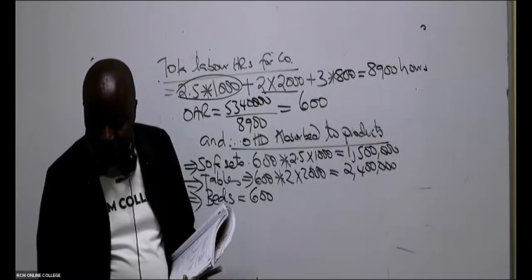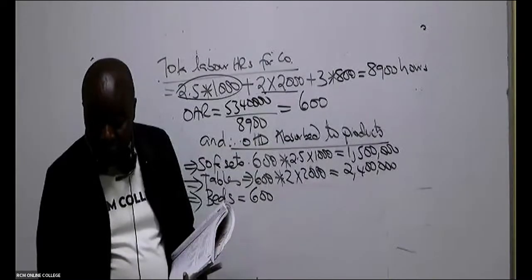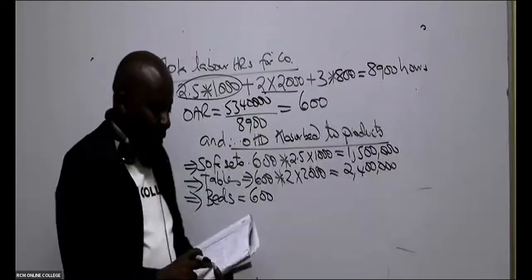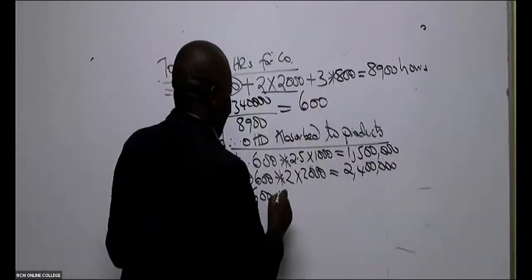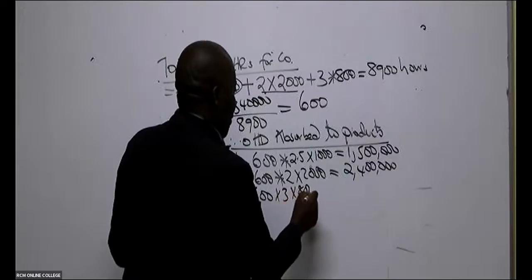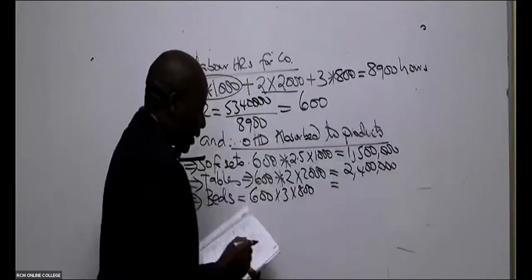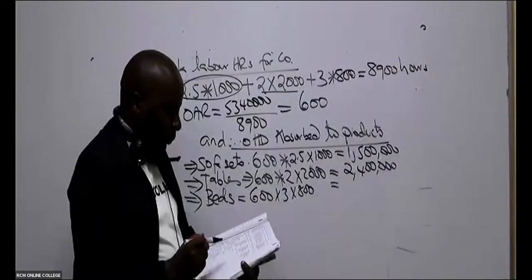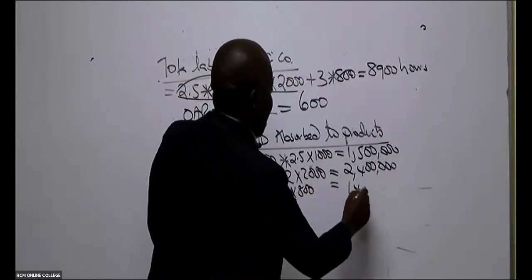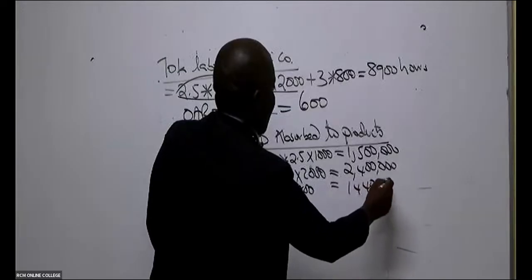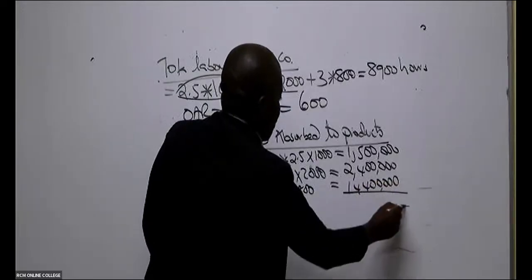This ninja was asked a question. Thanks, Maureen, for helping Mwalimu to answer. So for the beds, I'm being told it will be 600 times 3 times 800. So how much are we getting for beds? 1440,000. Can you kindly try adding all these overheads for me?